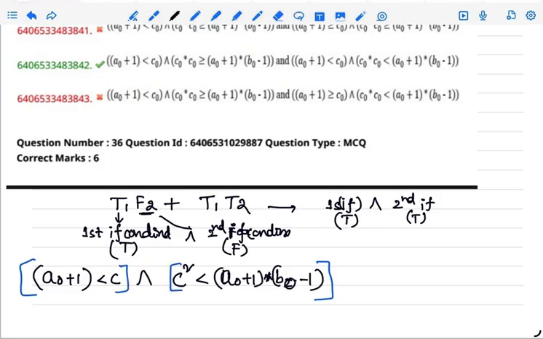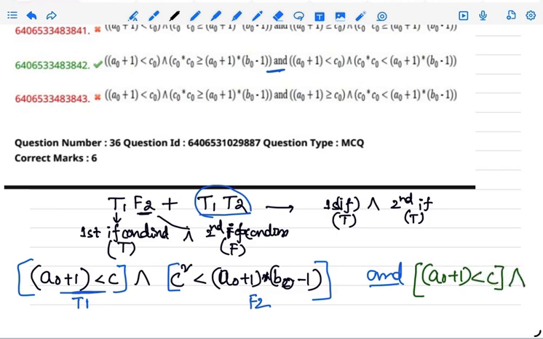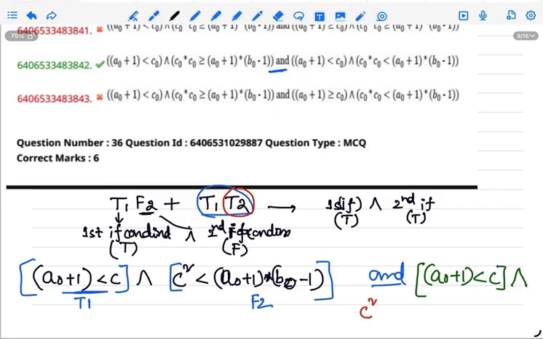Okay, this is the first condition and next one we write T1 T2. So here also this one is T1, right? This one completely T1. This one is F2. So A plus 1 less than C and C square greater than or equal to T1 T2. T1 is A0 plus 1 multiplied with B0 minus 1.